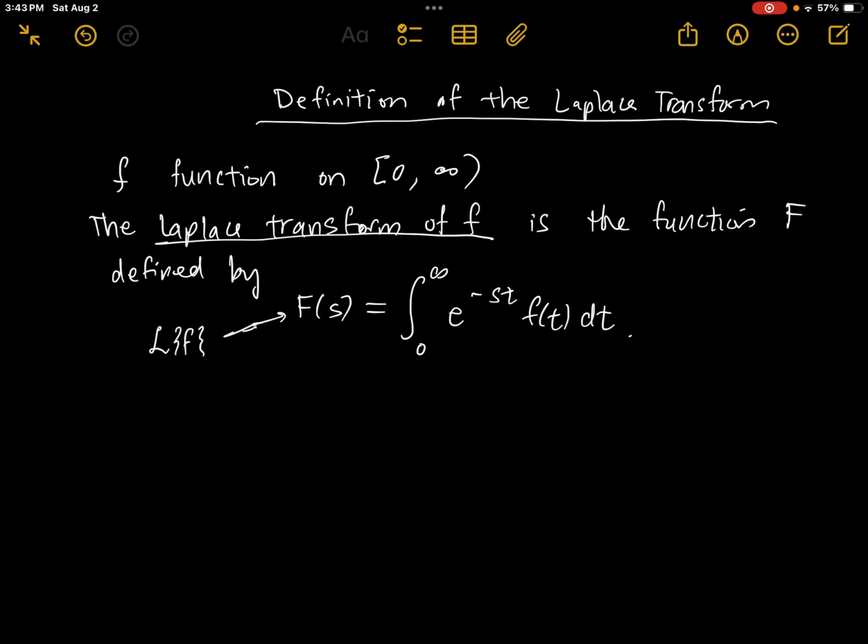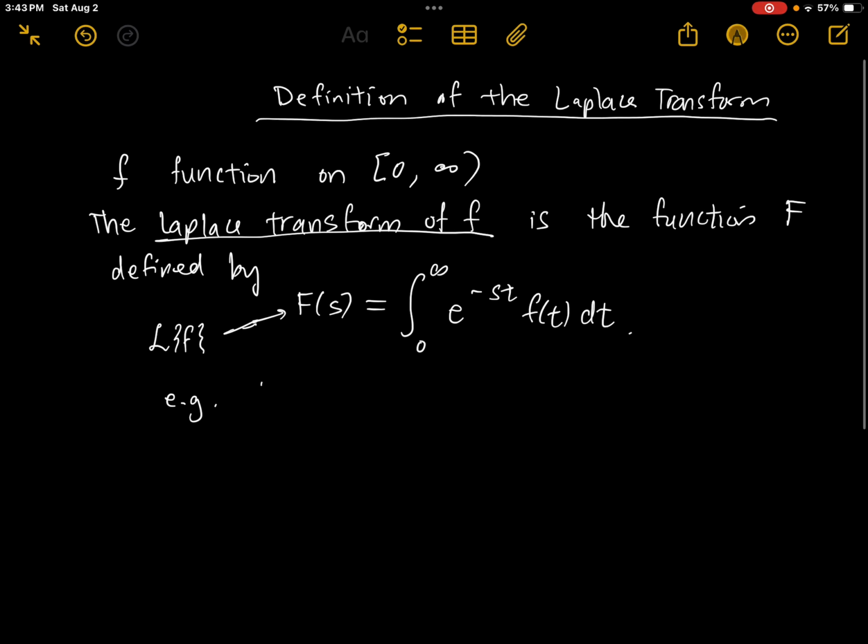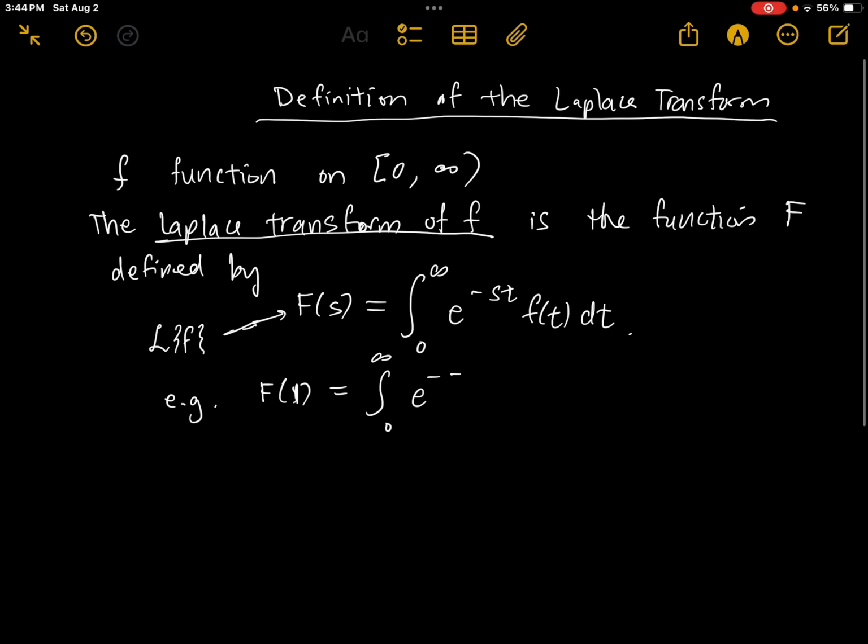So for example, if you plug in 1 into your capital F, that is going to be the integral from 0 to infinity of e to the minus t little f of t. Right? So e to the minus t f of t, when you integrate it from 0 to infinity, you're going to get some number. And that number is capital F of 1. So this is a function of s.